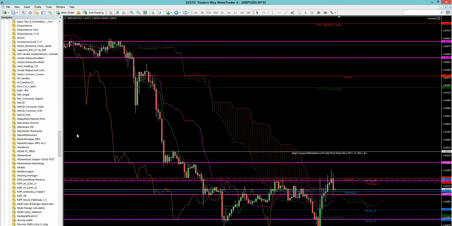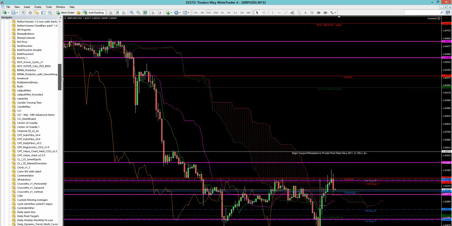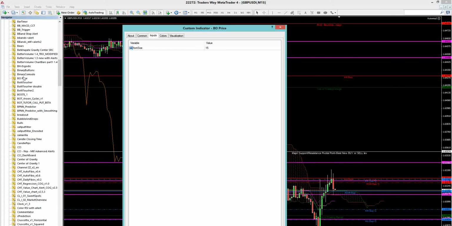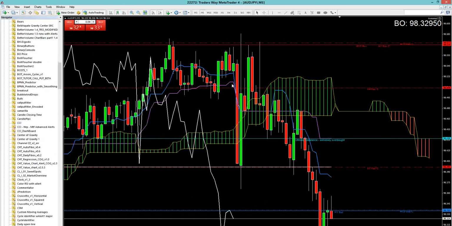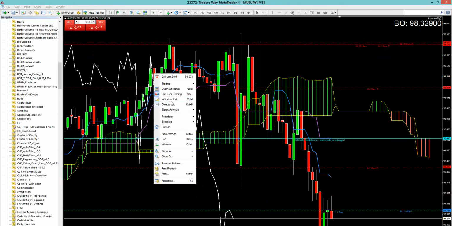Let's see, what else was there? Totally forgot. The BO price, right here, BO price. Font size is default 15. I changed it up to 25 because I'm a blind bastard. Throw that on there, puts it up there. And the last one is the candle close. Don't remember the name, so let me look at it real quick.